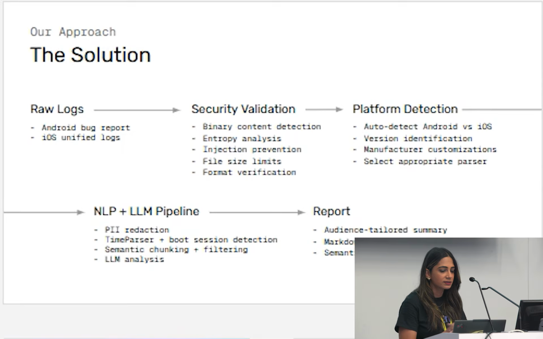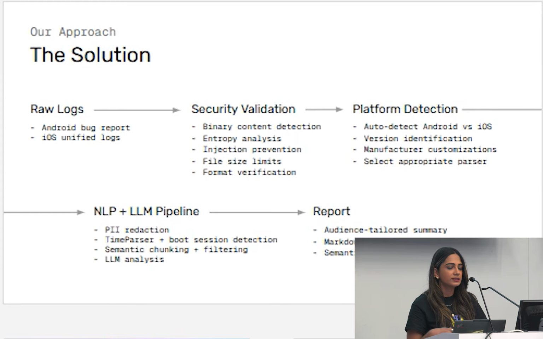So the pipeline for our system starts with security validation. We'll check for things like malicious payloads, entropy spikes that might signal hidden content, and any sort of injection attempts where attackers might try to manipulate the analysis. Then we go into platform detection. We'll detect between Android and iOS, adjust for any sort of version differences and manufacturer customizations, and pick the right parser.